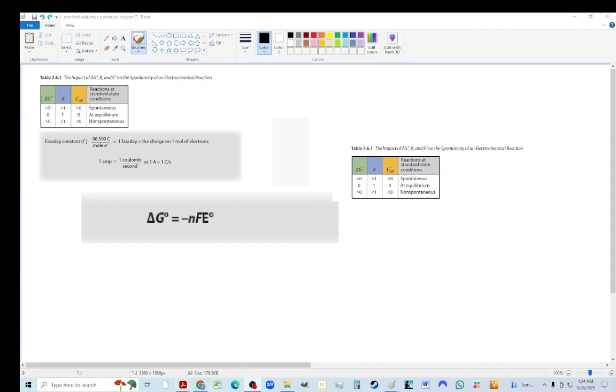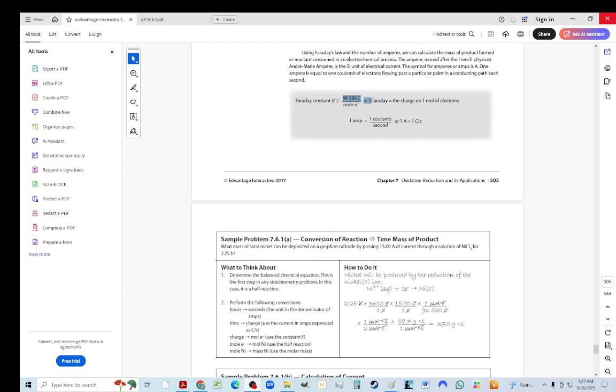You also need to know this table here. It's related to whether it's spontaneous at equilibrium or not. It's related to K. So when K's products and reactants are totally balanced, you have equilibrium. When K is bigger than 1, there's more products than reactants, you're going to have a spontaneous reaction. When there's more reactants than products, you're generally going to have non-spontaneous.